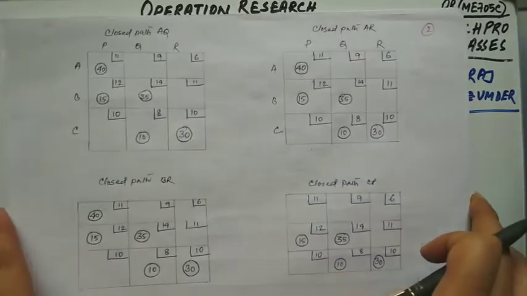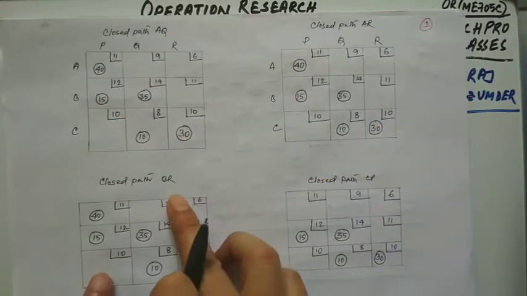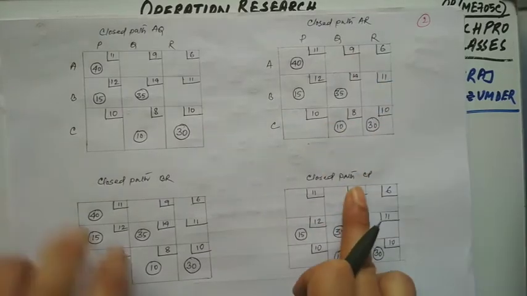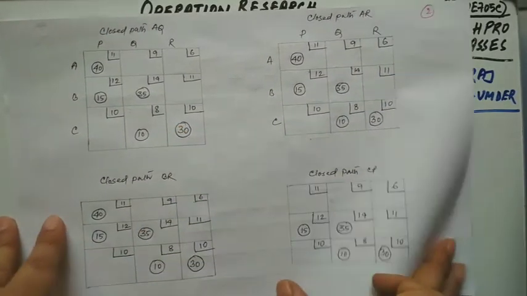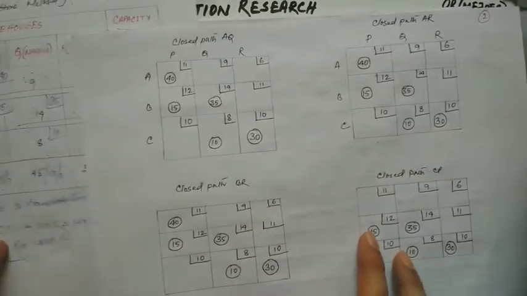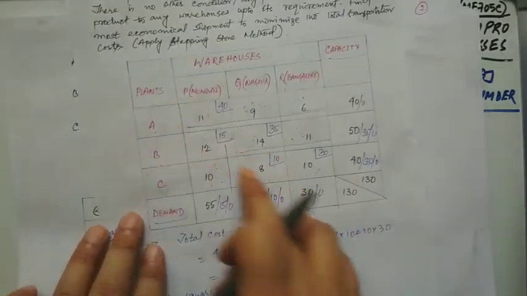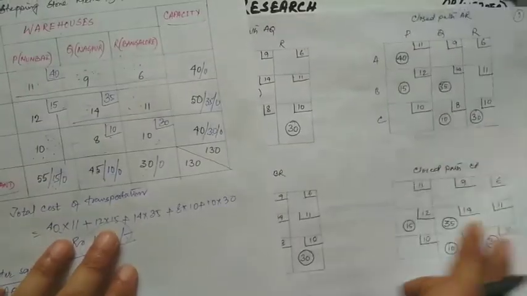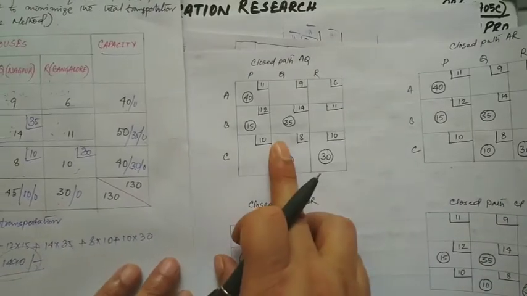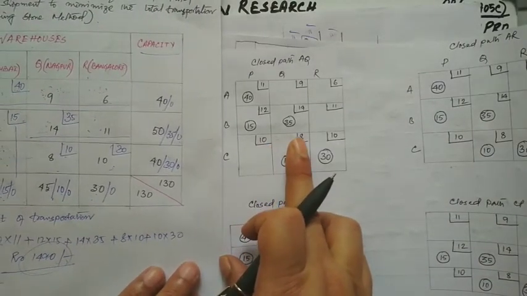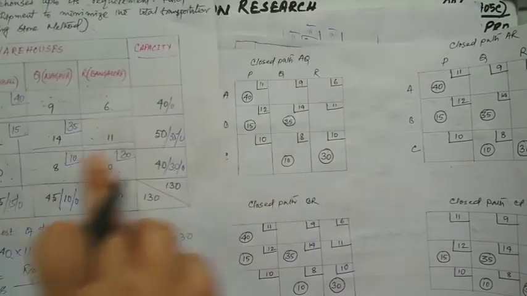I have already written the water squares, and we just have to make the loops. Look, AQ, BR, AR and CP. I have just made the matrices in which I have to draw the loops. This is the matrix, and I have drawn it over here to save time. You can see 40, 11, 9, 6, 12, 15.